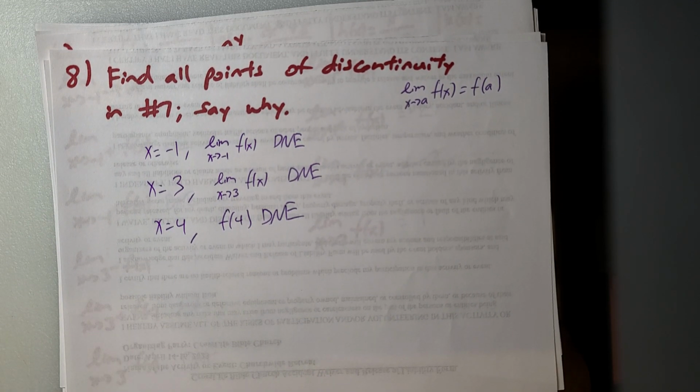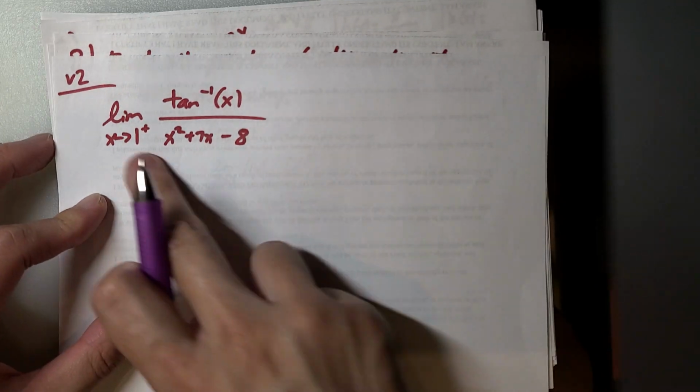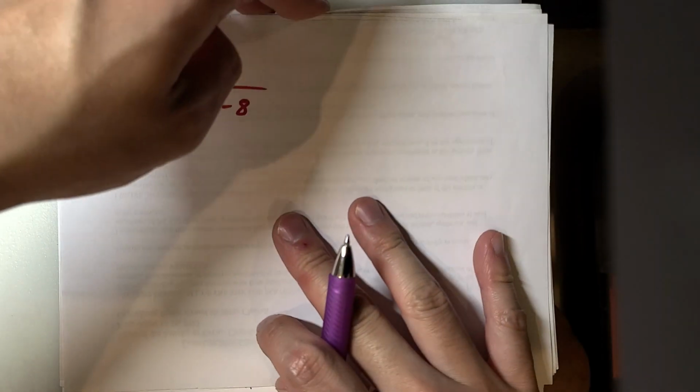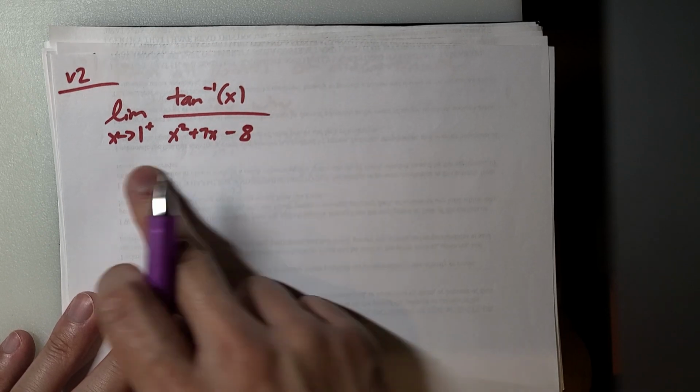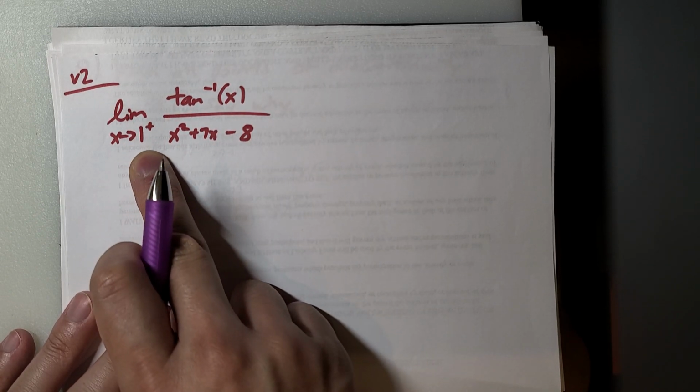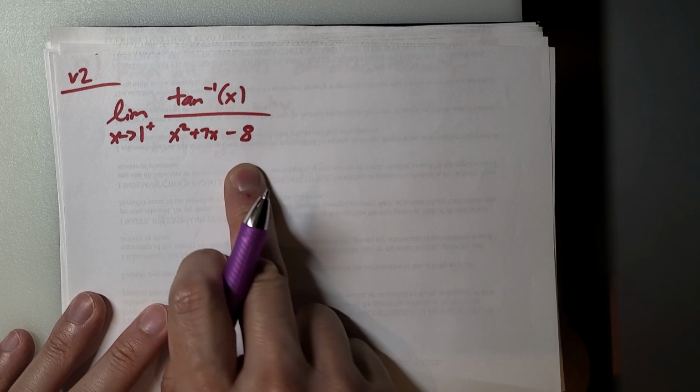Okay? So that was that, but we have one bonus problem. This was from the second version of this midterm, because you know professors like to give multiple versions to prevent cheating. Let's just solve this too. I thought this was a good problem. The limit as x goes to 1 from the right of arctan x over x squared plus 7x minus 8.